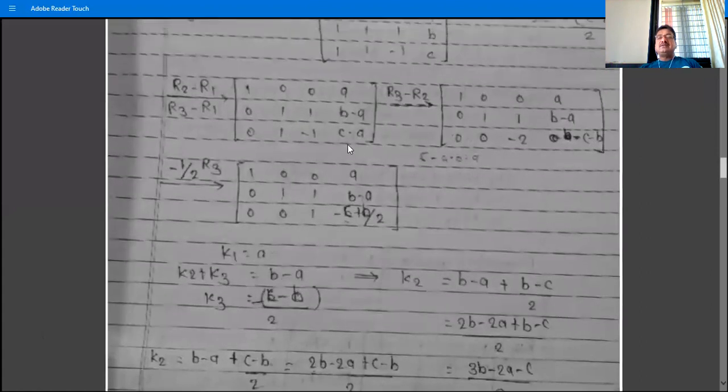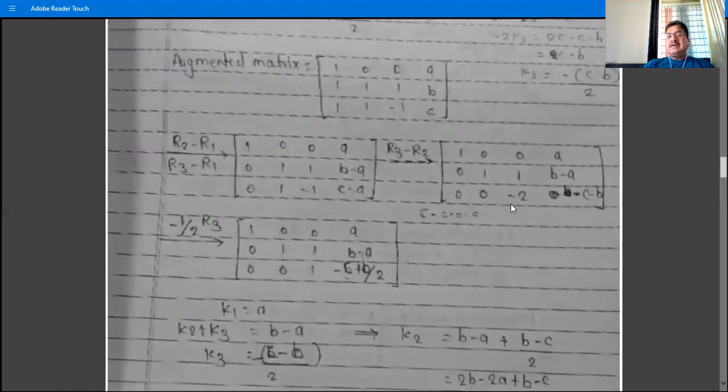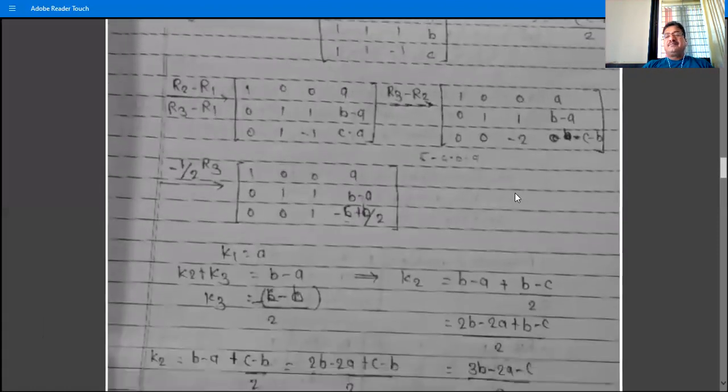So R3 minus R2: C minus A minus B plus A. Minus A plus A get cancelled. So right here, C minus B. And then we have to reduce this minus 2 as the element 1. So multiply R3 by minus 1 half. So we have the elements 0, 1, 0, 0, 1. And here we have minus 1 half into C minus B becomes minus C plus B divided by 2.